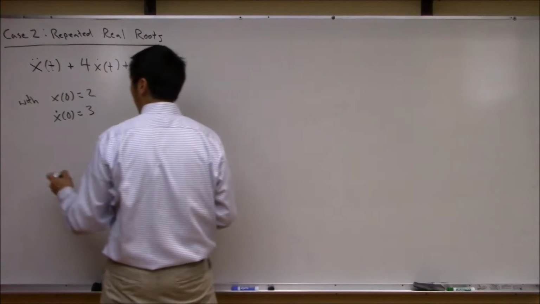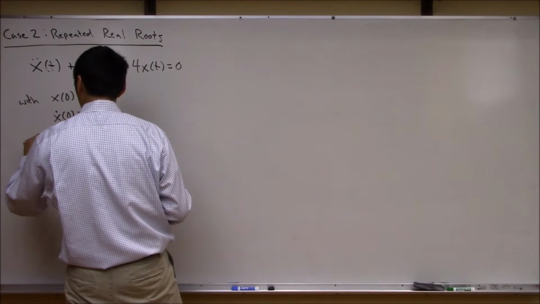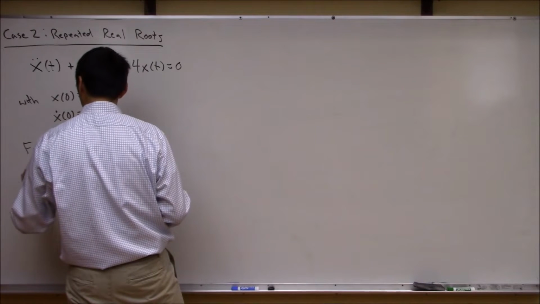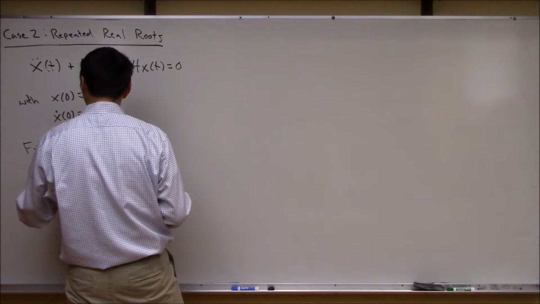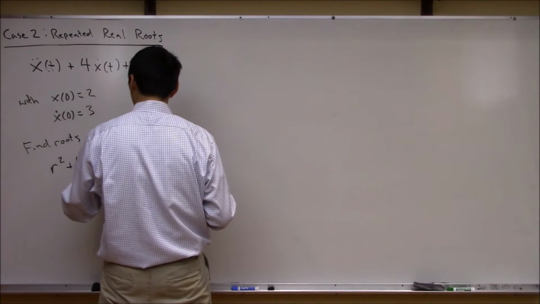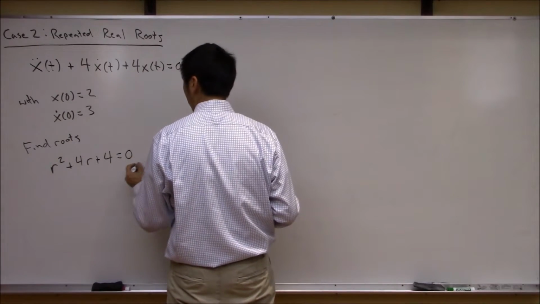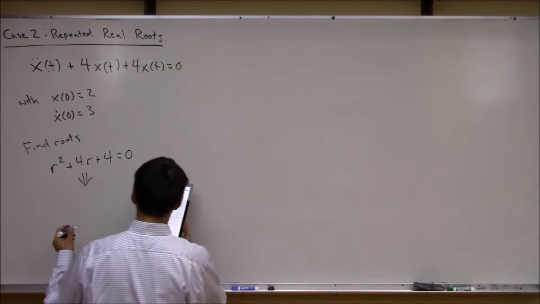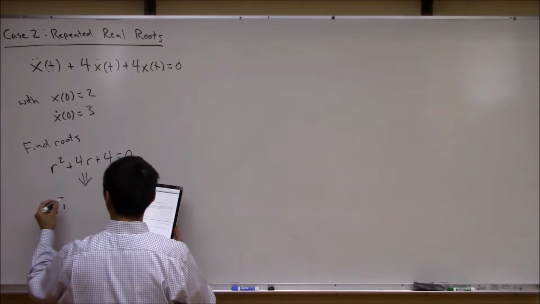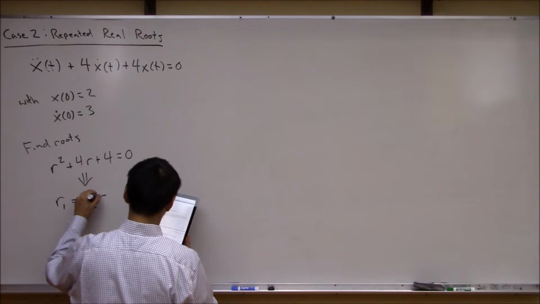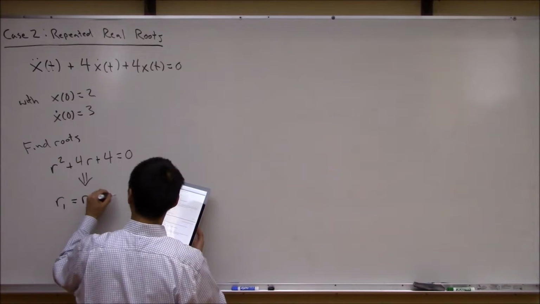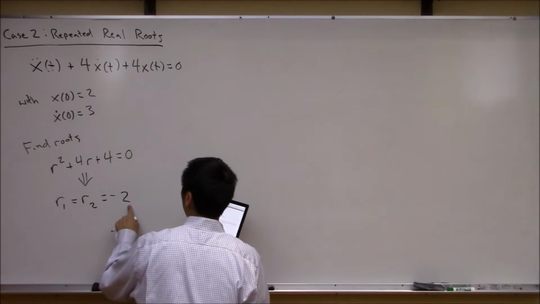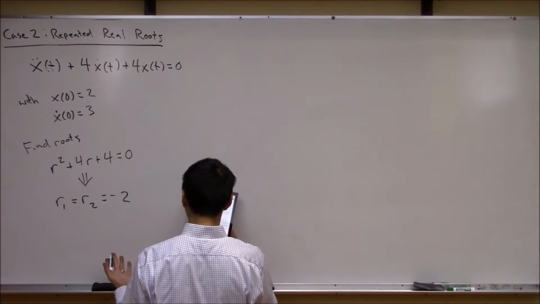So again, let's go ahead and find the roots of the characteristic equation. That's just solving r squared plus 4r plus 4 equal to 0. You go ahead and run the quadratic equation, and you're going to see that the discriminant is exactly equal to 0, and you're going to end up with r1, which is the same thing as r2, and these are at negative 2. So you've got two repeated roots at negative 2.